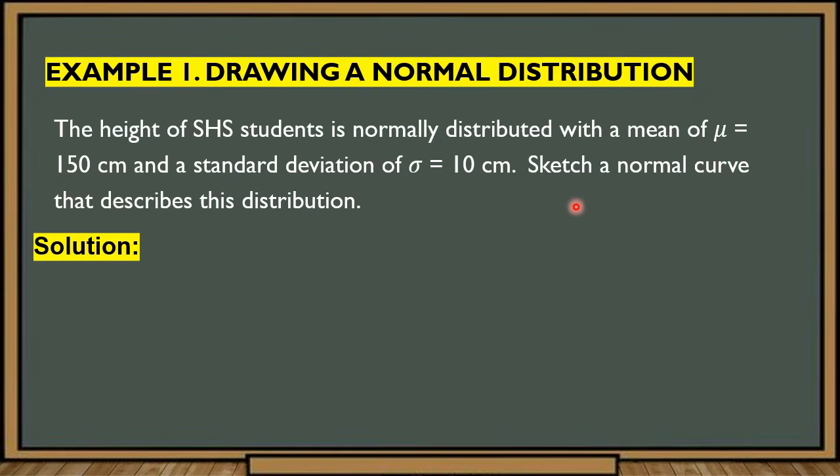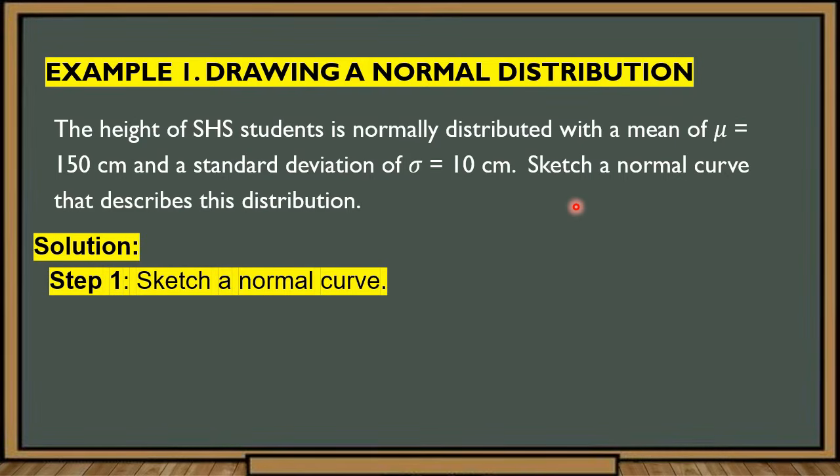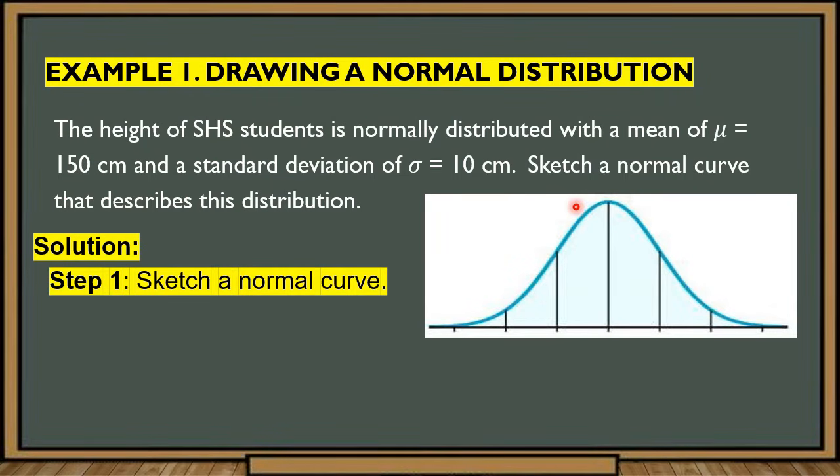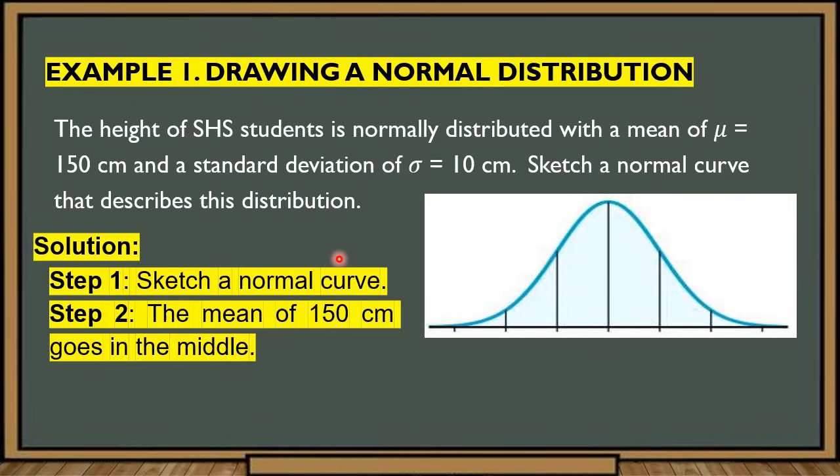Step 1, we're going to sketch a normal curve. To sketch a normal curve, just remember the bell, since our curve is bell-shaped, or simply the chocolate hills of Bohol. So you're going to draw the normal curve. Next, we're going to identify the mean. Where are we going to place the mean? Since the mean is found in the middle of the curve, it goes in the middle.